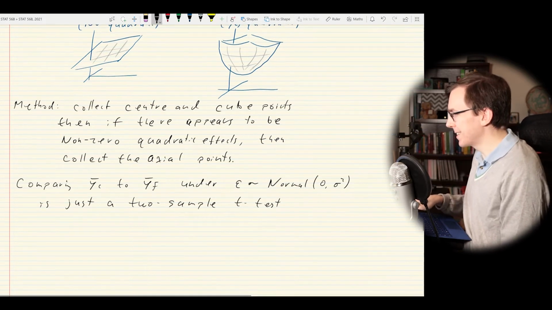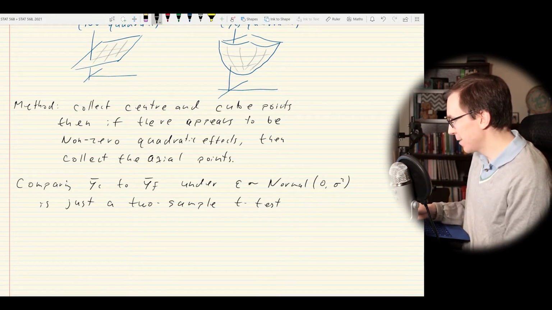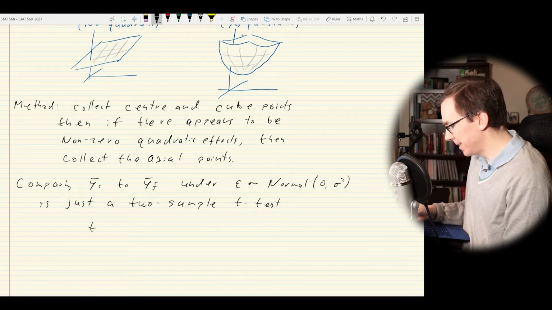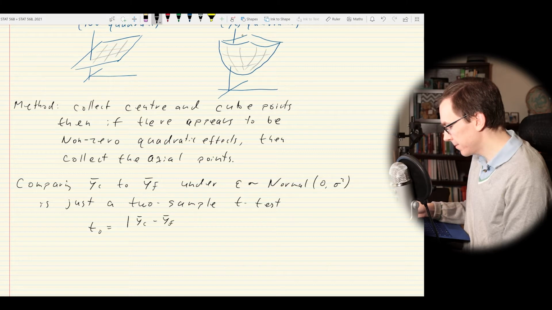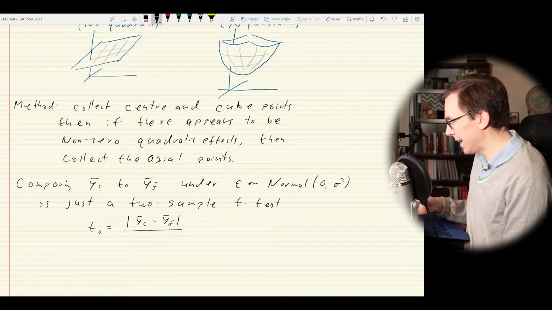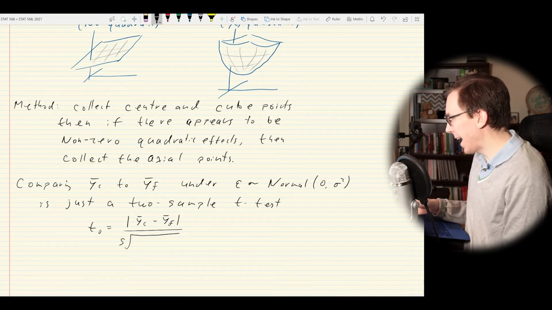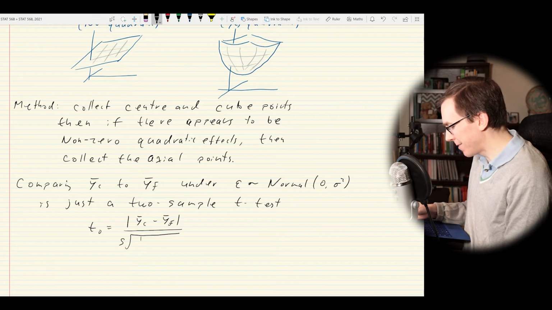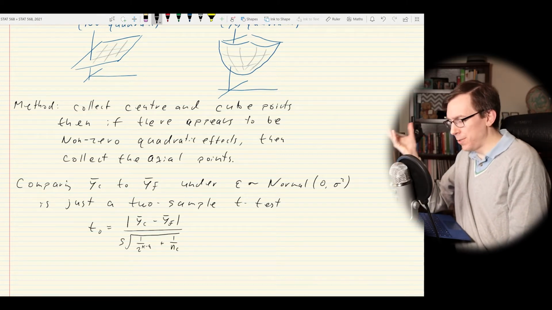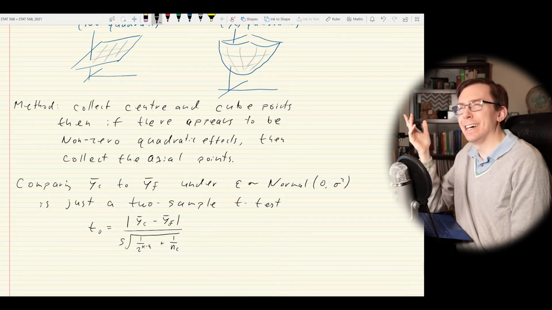All right, cool. So what does the statistic look like? The test statistic T naught is going to be the absolute difference between the two sample means, divided by some standard error, which is going to be S, the sample standard deviation, which I'll write down in a second, times the square root of the inverse of the two sample sizes: 1 divided by 2 to the k minus q, plus 1 divided by nc. This is the two-sample t-test for homogeneous variance.